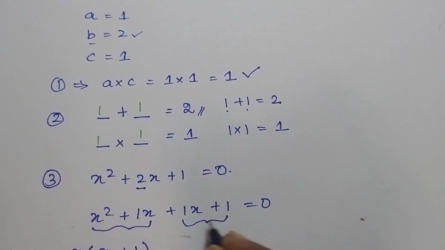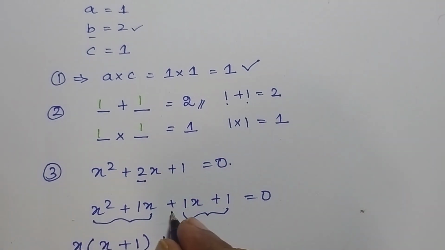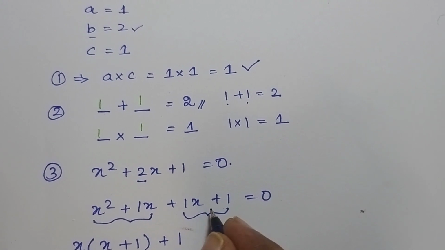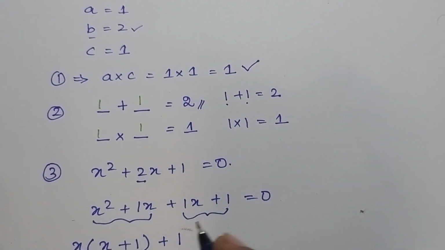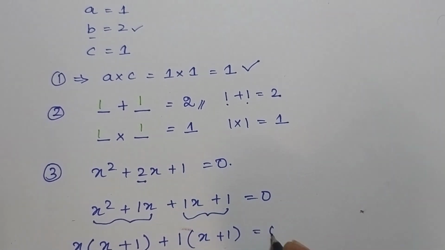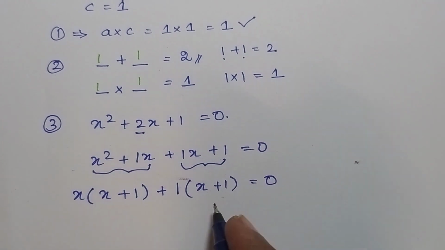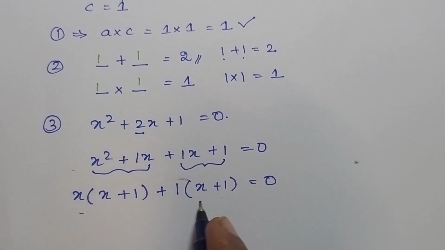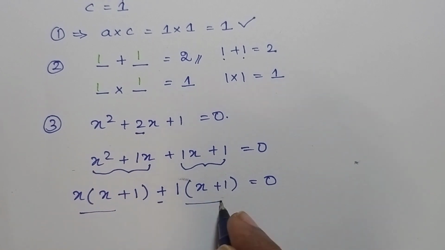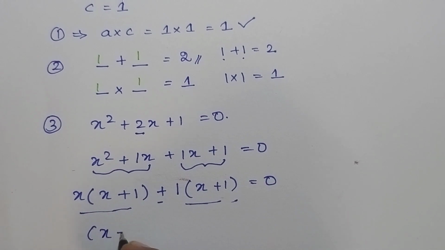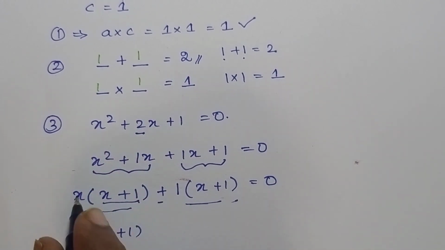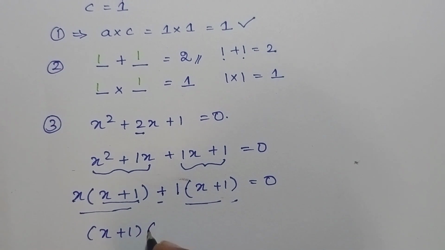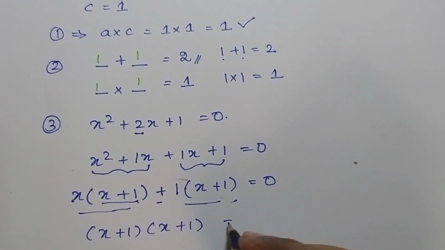Similarly, if you see here, the common term is 1. So I am going to take 1, whatever is common between these two terms. Here plus and plus. The remaining is x plus 1, which is equal to 0. If you see this, x plus 1 is common between these two terms. So I am going to take x plus 1, and the remaining is x plus 1. So I am going to write x plus 1 multiplied by x plus 1.